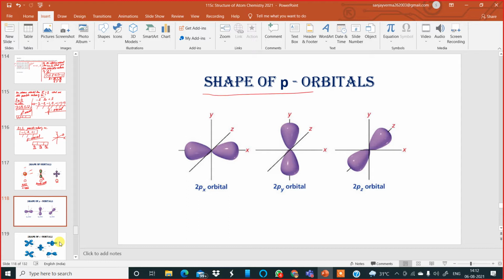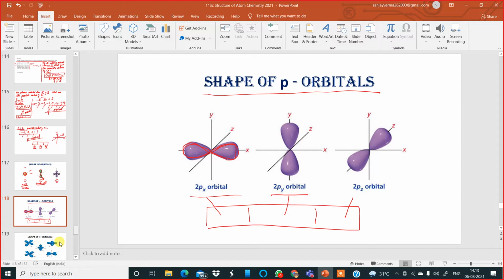First is the shape of p orbitals. We know there are three p orbitals, 1, 2 and 3. So this could be px, this could be py, this could be pz, 2p. This is px along the x axis, like this. Then we have 2py along the y axis. Then we have 2pz along the z axis. Is the idea clear, boys? Is it clear? Could you explain it again?